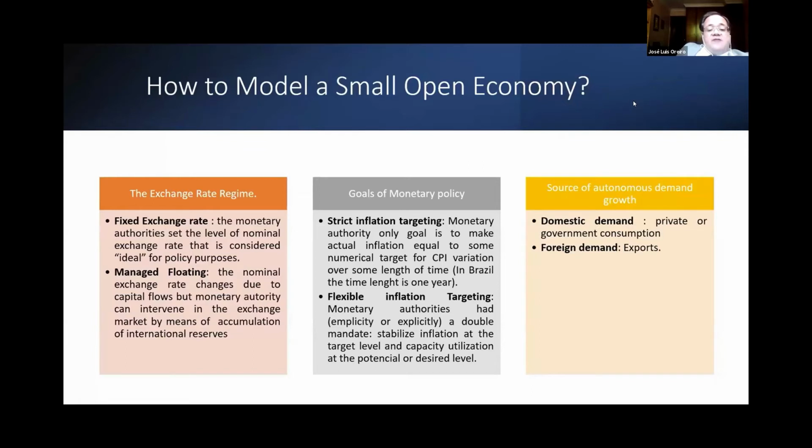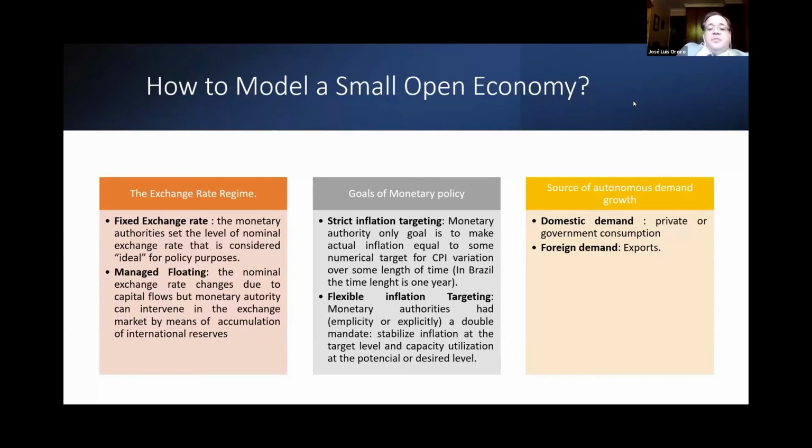Or we can have flexible inflation targeting, where monetary authorities have, implicitly or explicitly, a double mandate: to stabilize inflation at the target level and capacity utilization at the potential or desired level.